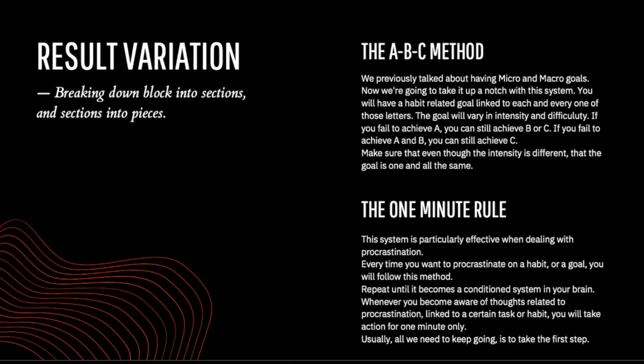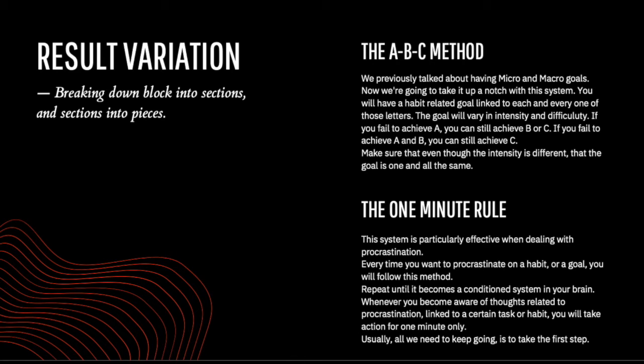Now, I also want to talk about two methods that are simple that you can use. I used them a lot in the past. They're based on result variation, which aims for breaking down blocks into sections and sections into pieces. First off, the ABC method. We previously talked about having micro and macro goals, and this is kind of tied to that, because now we're going to take it up a notch with this system, and you'll have a habit-related goal linked to each and every one of those letters.